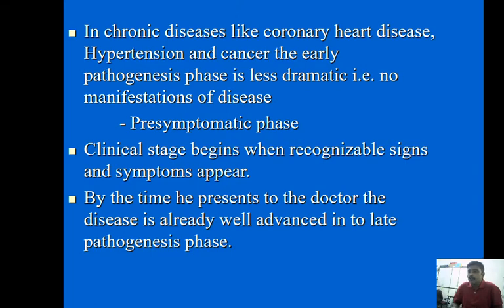In late pathogenesis, this is what I wanted to emphasize: in the pre-pathogenesis phase, it is the environment which plays a role. In the pathogenetic phase, there is a pre-symptomatic phase, and the pre-symptomatic phase is very critical. Many times in many diseases we don't have any clue that the pre-symptomatic phase of that particular disease is happening, and by the time the symptoms arise, it's already well advanced.